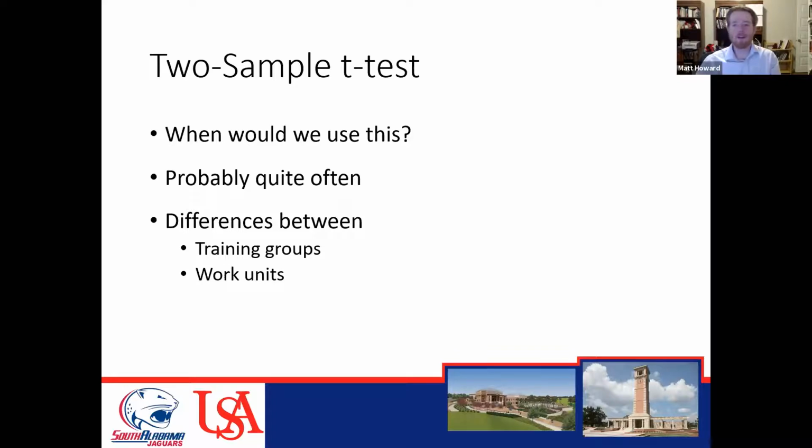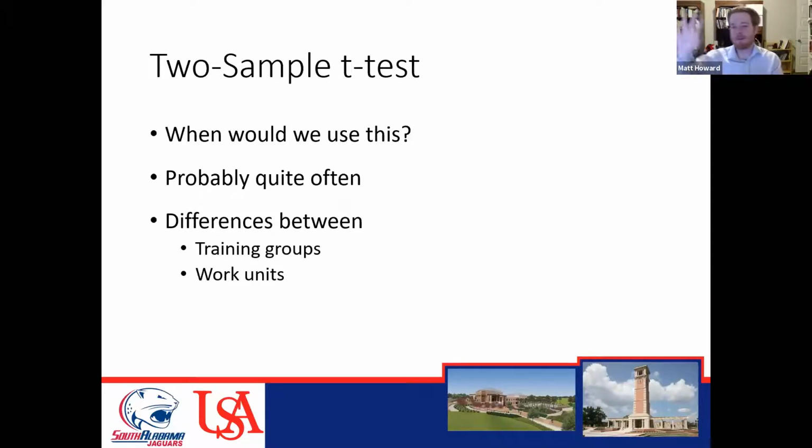So if you're working for a company and you might have in your factory work unit A and work unit B, and you're trying to see, well, does work unit A perform better? Does work unit B perform better? You could do that. It might also be a question of which supervisor is better. Then if you're trying to compare two supervisors and you're unsure whether supervisor A or supervisor B is doing better, you could assess the performance of each of their subordinates.